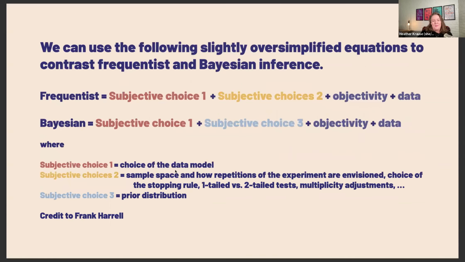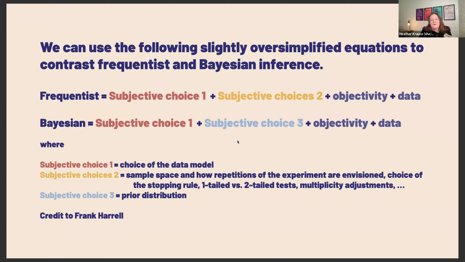So Frank Harrell, who has some great pieces about Bayesian analysis, which we link to in our community, summarizes it something like this. This isn't exactly how Frank Harrell does it, but essentially in frequentist analysis, the recipe is a subjective choice, number 1, plus subjective choice, number 2, plus some objectivity and data. Bayesian analysis has the same first subjective choice, which is the choice of the data model, but it has a very different second subjective choice.